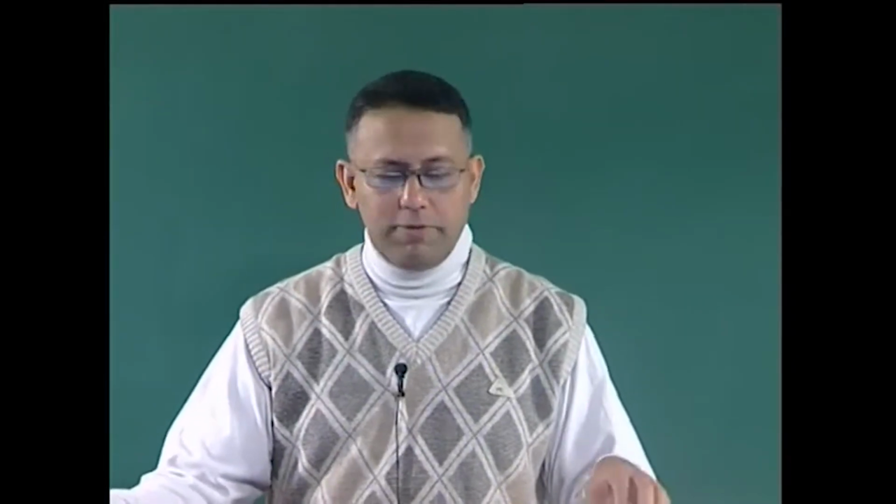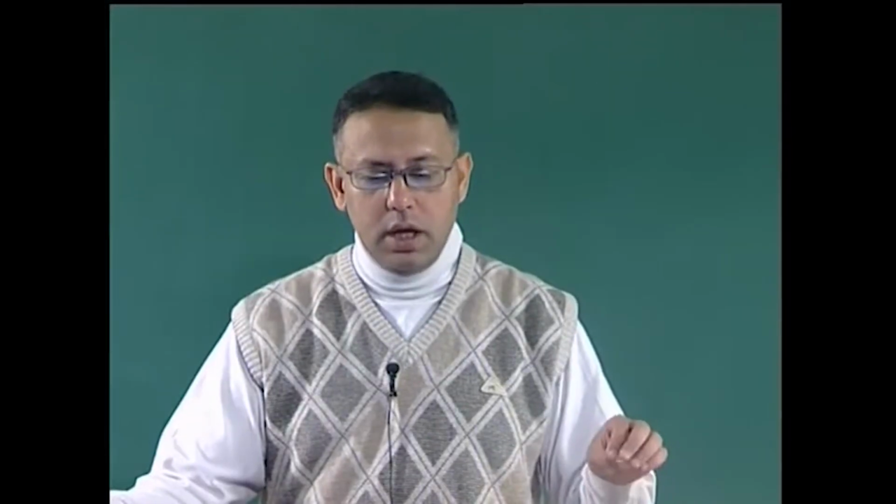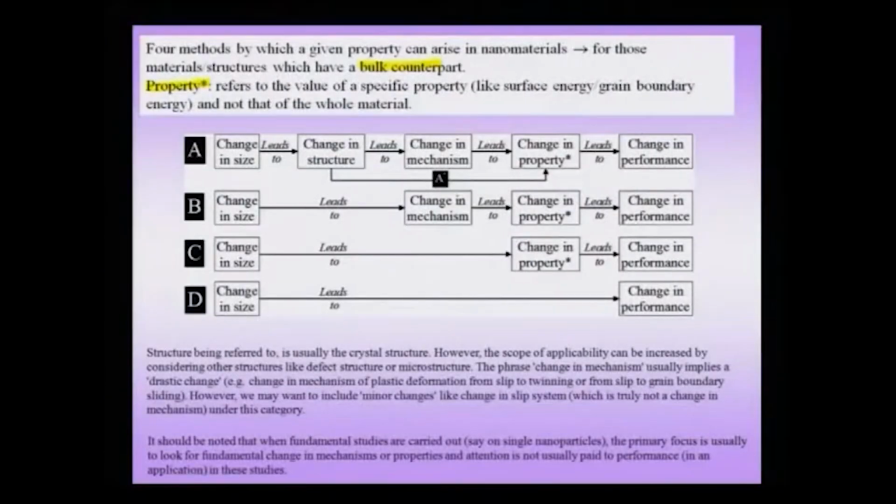And here we are not considering cases like, for instance, the properties of a carbon nanotube which have no bulk counterparts. That means that they exist only in the nanoscale, and therefore, we are not talking about properties which arise in the very specific case where there is no bulk counterpart. And in this particular classification, we are also dealing with property in the sense that it is a specific property. That means it is surface energy and or grain boundary energy, and not that of the whole material. So, we are talking about a property which is, for instance, the surface energy per unit area or grain boundary energy per unit area, and we are not talking about the overall energy of the whole system.